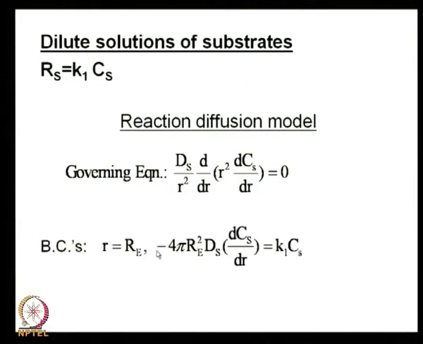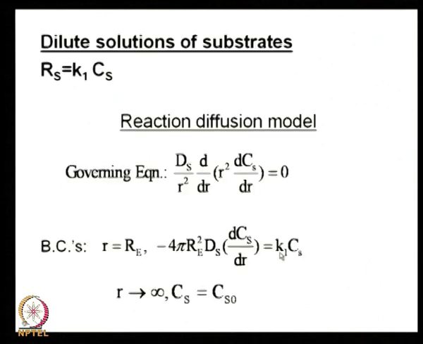Now, the boundary conditions, as we discussed, one is that the flux equals the reaction rate. We are doing this at the limit of small substrate concentration, where as a result the reaction rate is first order. The other boundary condition is that very far away from the matrix, the concentration is a constant. Okay. So, this is where we stop.